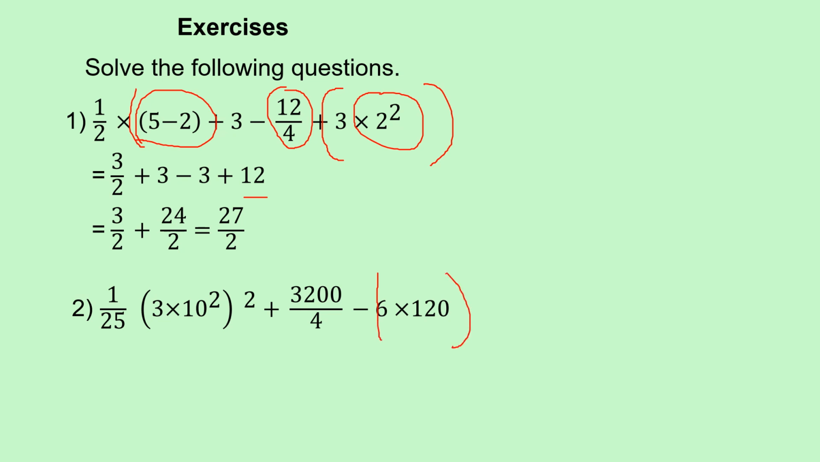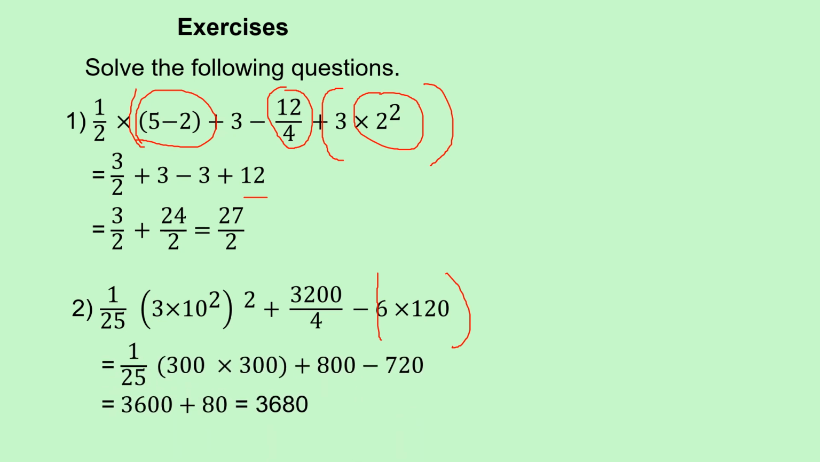Okay, you know which one you will settle first. In this case, we have to settle the bracket. 3 times 10 to power of 2, and then this one all power of 2. So inside here actually shows 300 times 300, and then 3200 divided by 4 will give you 800, and this one in the bracket here, 6 times 120 will give you 720. Then after you settle off this one, then you will get the correct answer, 3680.